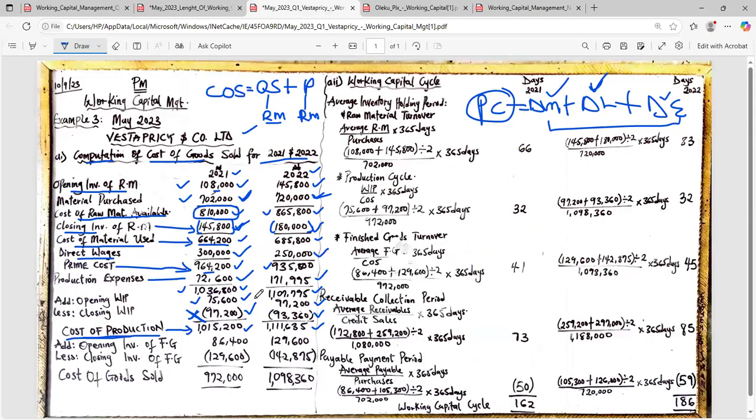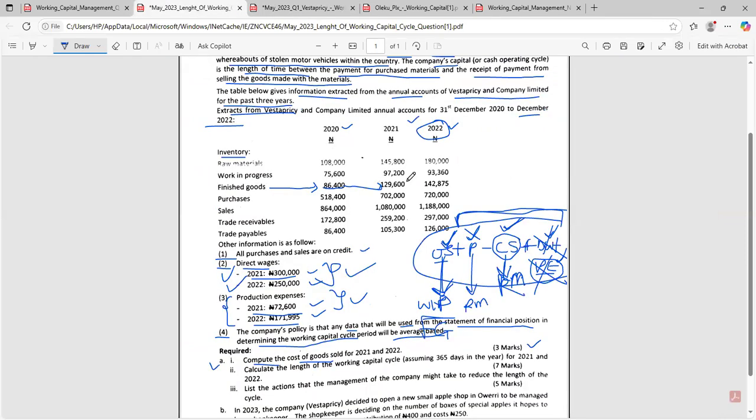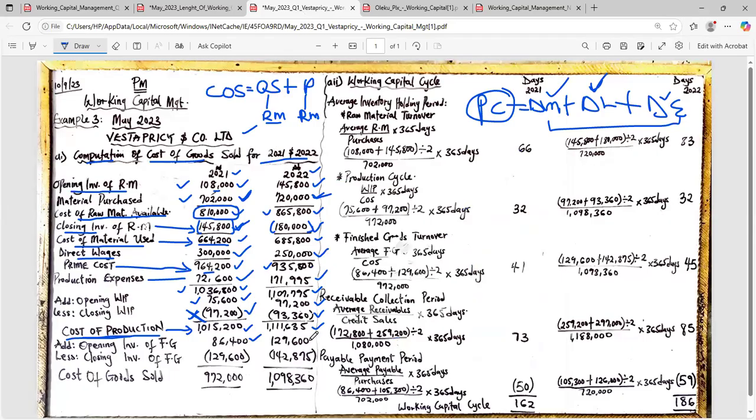So let's go and confirm. 86,400. Let's do for 2022. For 2022, 129,600. Thank you. So the closing stock of 2021 will become the opening stock of 2022. 129,600. Thank you. You are following. That's what we have here.